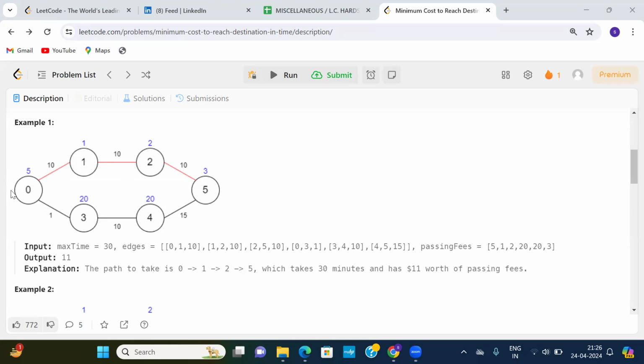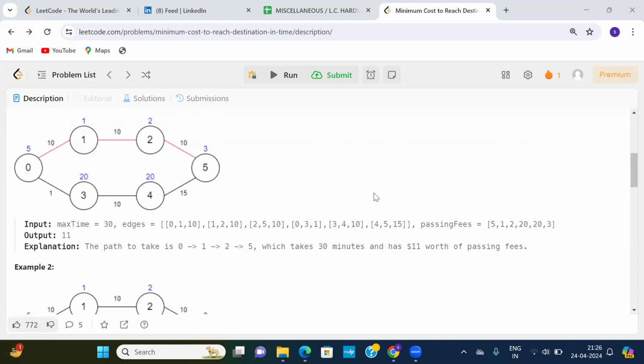$10 are required. In the second one, 5 plus 20, 25. 25 plus 20, 45. 45 plus 3 is 48. $48 are required. So which is requiring the less amount? This $11. 5 plus 1, 6. 6 plus 2, 8. 8 plus 3, 11. So we are going to return 11 in this particular case. We will consider all the journeys from node 0 to node n minus 1 which are under or equal to the max time. Among all those journeys, we will see which is requiring the minimum cost, and we are going to return that particular cost.